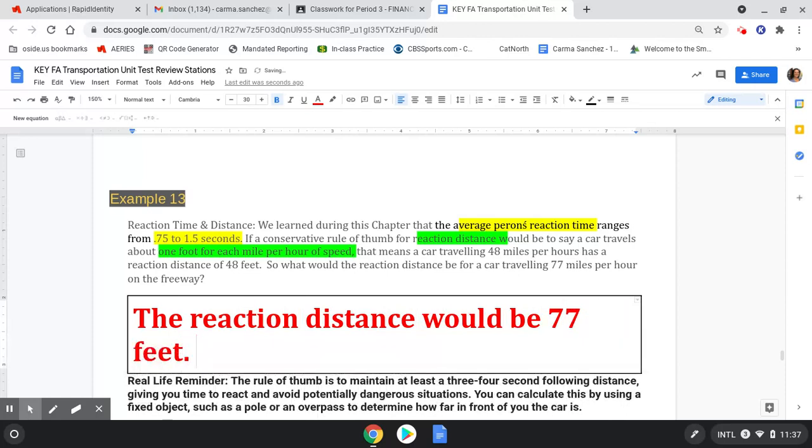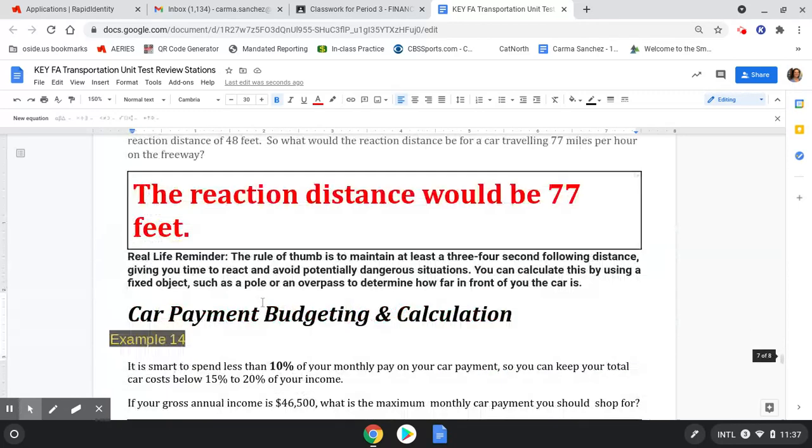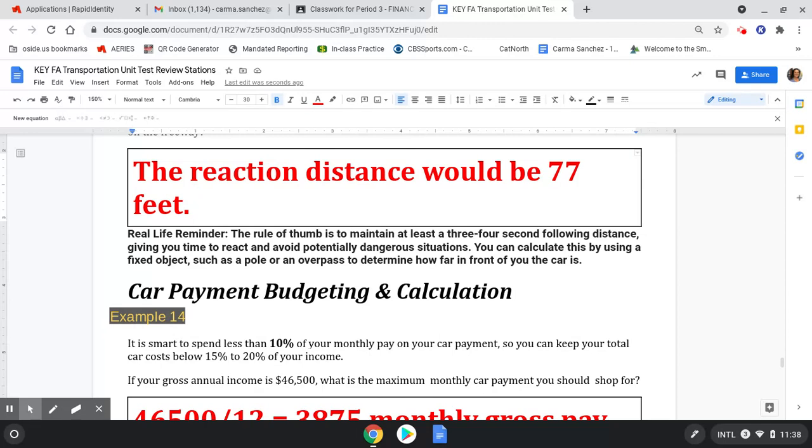So picture this. From when you notice something's going wrong, and then your foot transfers from the gas over to the brake, you travel another 77 feet while that's happening. Then once you hit the brake, you could travel another 300 feet to stop your car, depending on the speed you're going. You need a lot of space to get yourself not in an accident. So real life reminder, the rule of thumb is to maintain at least a 3 to 4 second following distance, giving you time to react and avoid a potentially dangerous situation. You can calculate this by using a fixed object like a pole or an overpass to determine how far in front of you the car is.